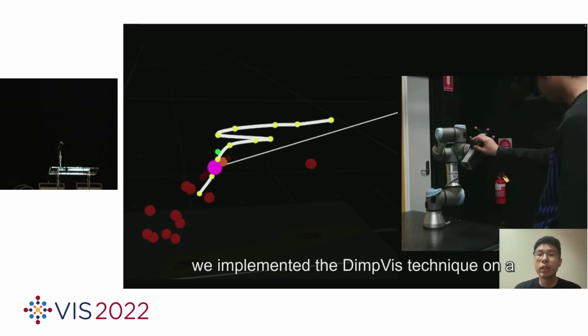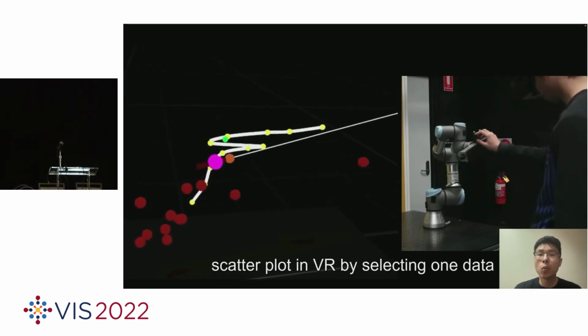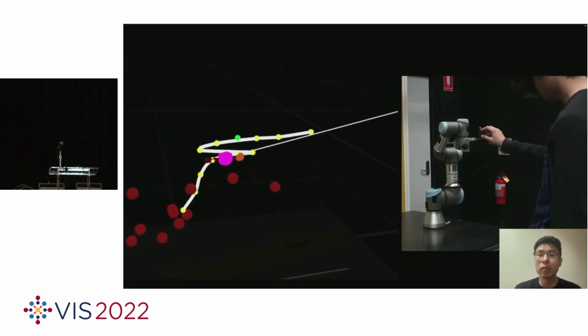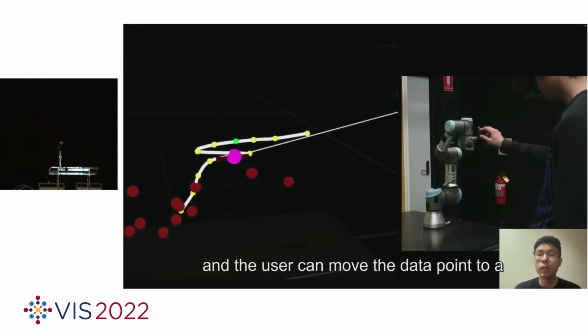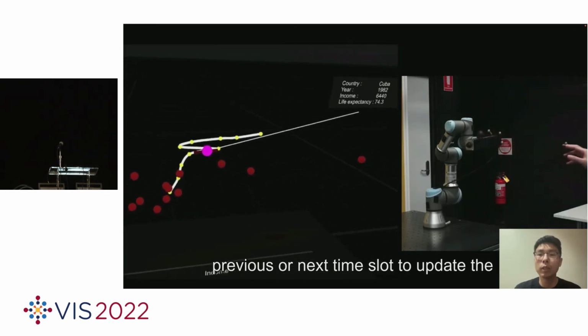We implemented the DimpVis technique on a scatter plot in VR. By selecting one data point, the temporal changes of that point are highlighted, and the user can move the data point to a previous or next time slot to update the whole scatter plot.